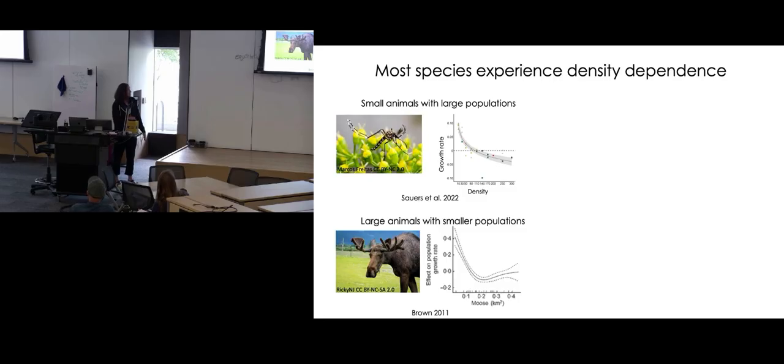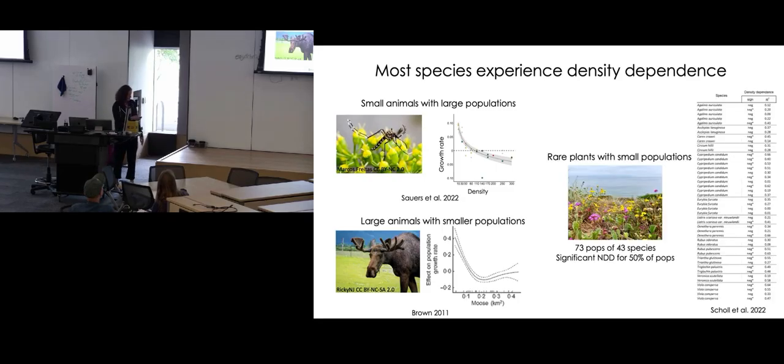Large animals with much smaller populations, you can see similar patterns. It's really common in plants, and that's true even when the plants have very small populations themselves. You don't need to read this, but it just says neg, neg, neg, neg, neg. Whenever there is a little asterisk, that means there's significant negative density dependence due to intra-specific competition in these really small, rare plant populations. So negative density dependence is super common, so it's important to understand how it might influence evolutionary rescue.